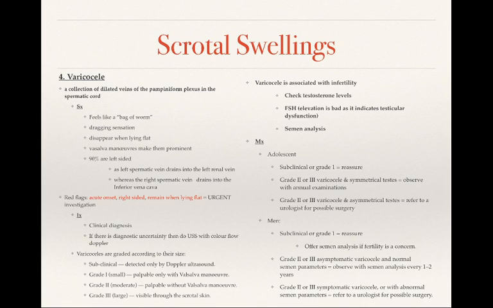Grade 2 or grade 3 asymptomatic varicocele with normal semen parameters means that you observe the patient every 1 to 2 years and perform semen analysis. In patients who have grade 2 or 3 symptomatic varicocele or with abnormal semen parameters, you would have to refer them to a urologist to talk about surgical options.